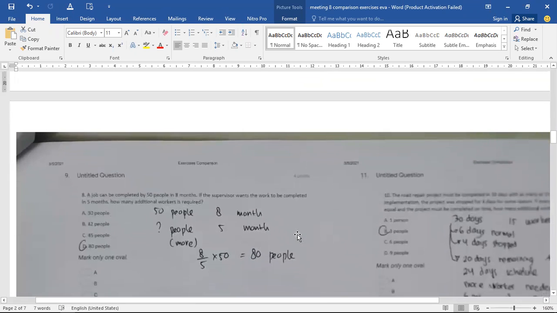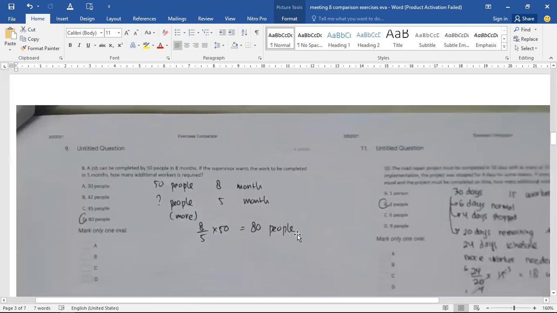Next, number 8. It's about job and time. So 50 people can finish it in 8 months. How many people if they have to be done in 5 months? I think if the schedule is less than before, then we need more people, right? So 8 per 5 times 50 is equal to 80 people.